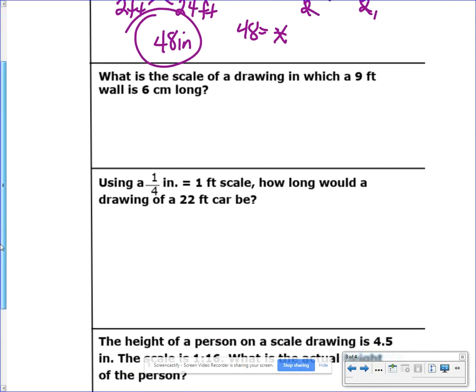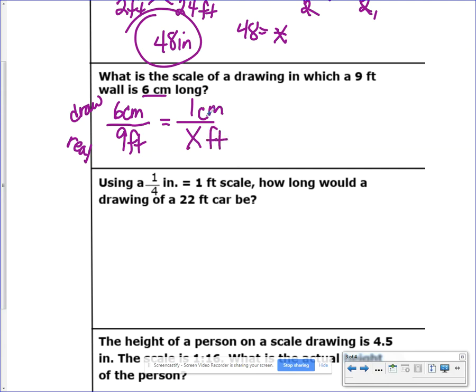Holy cow. What is the scale of a drawing? Oh, what is the scale? Okay. In which a 9-foot wall is 6 centimeters long. All right, so let's talk about this. The drawing clearly is the smaller unit, 6 centimeters, and usually we work this way. Drawing to the real item. So 6 centimeters in the drawing represents a 9-foot wall in real life. You are trying to calculate what 1 centimeter represents in feet. All right, this is what your scale will be.